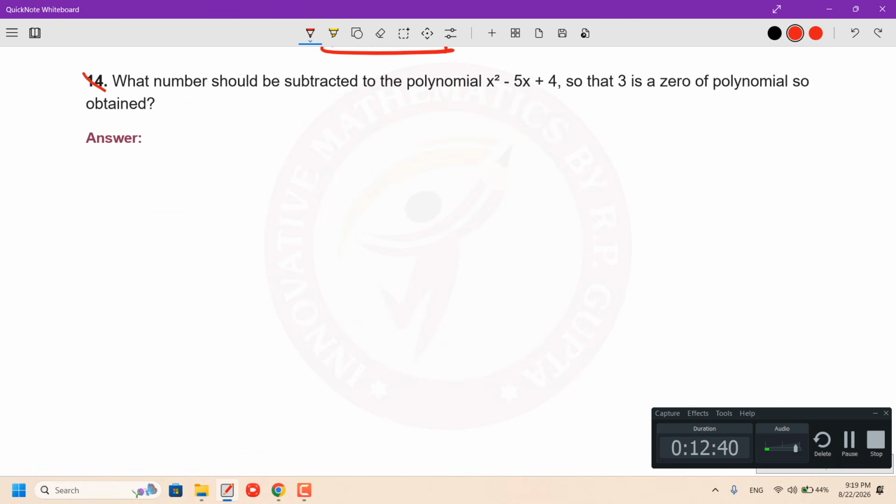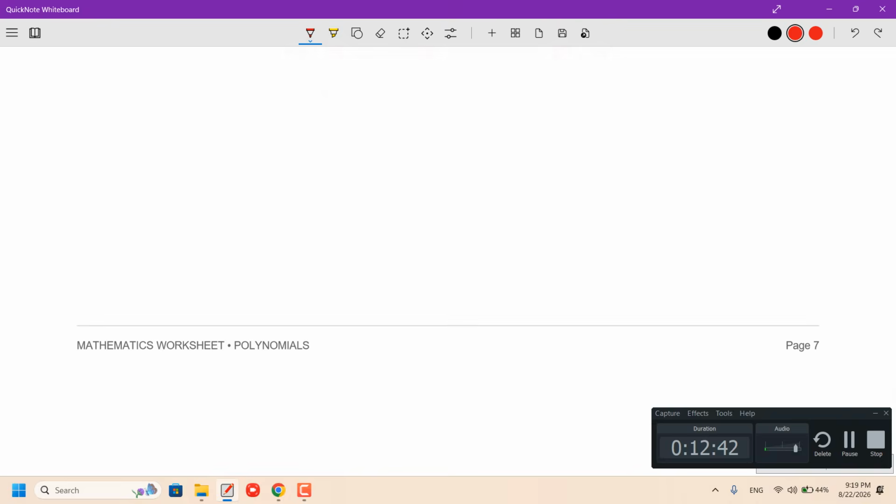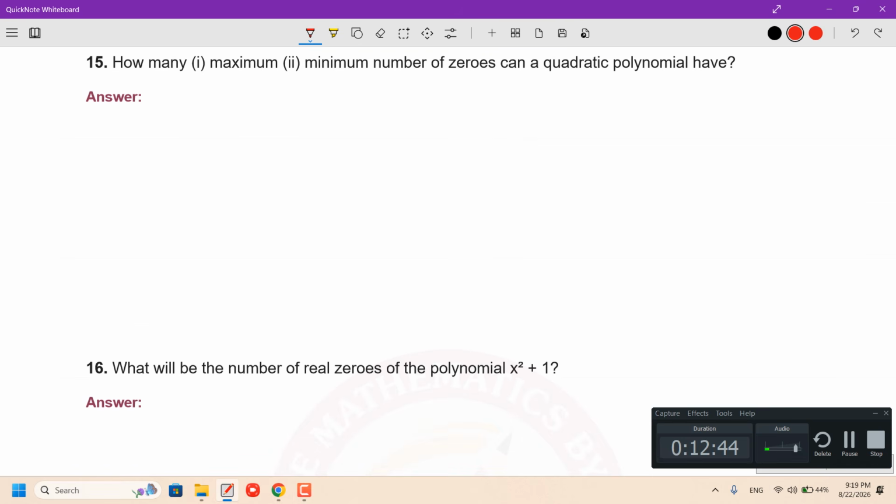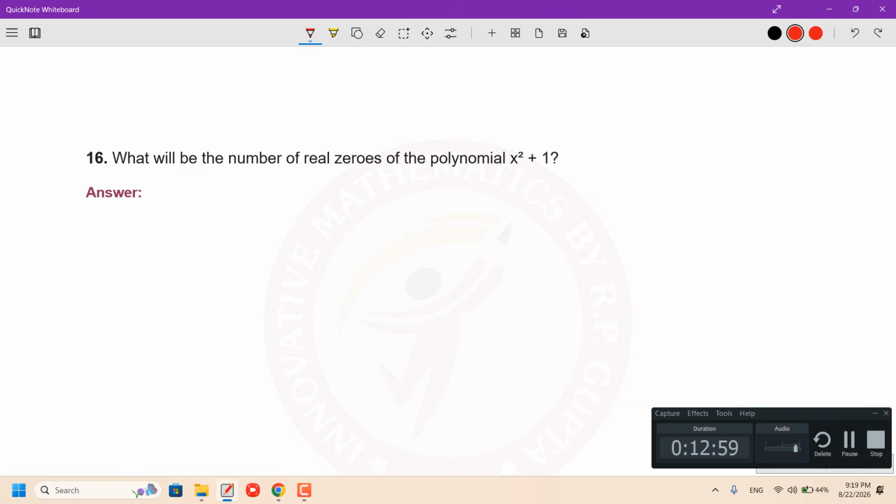What number should be added and subtracted is not coming. How many maximum and minimum number of zeros can a quadratic equation have? The maximum number of zeros is 2. What will be the number of real zeros?